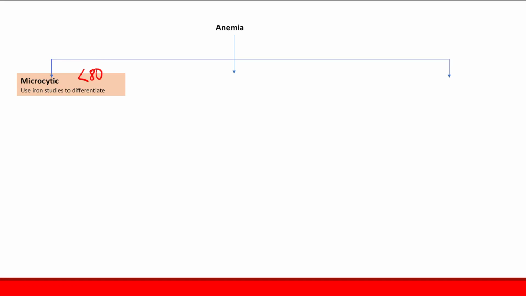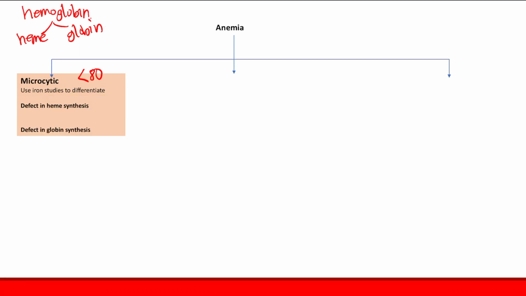And there's a couple of them, and we're going to use iron studies to differentiate. And what was the problem? What was the common cause that leads to microcytic anemia? And the common problem is hemoglobin synthesis. And how did we get hemoglobin? Remember that hemoglobin is made up of heme and then globin. So if you have problems synthesizing either of these, you're going to get a microcytic anemia. So heme synthesis, globin synthesis.